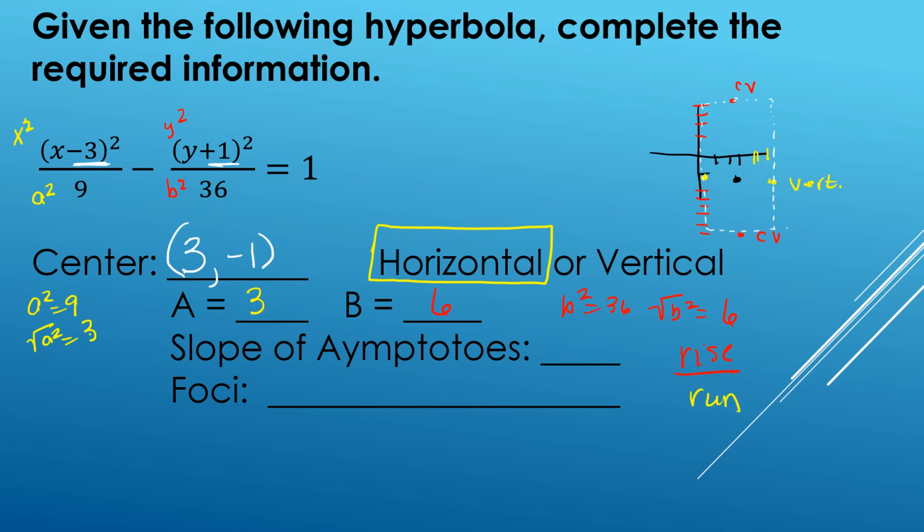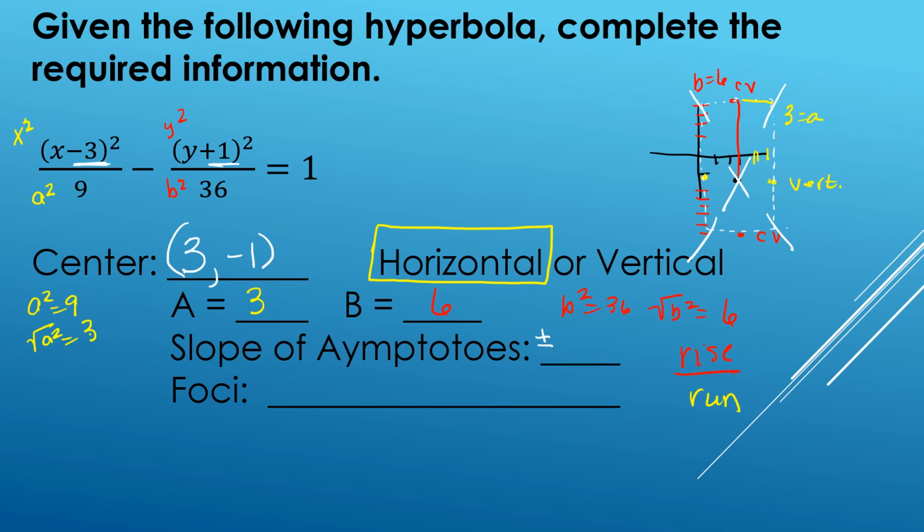So my rise in this case, from the center up to the co-vertex, that is my b value, which is 6. And then over to this next corner, which would match the same x value as a vertex, I traveled to the left or to the right 3, which is my a value. So the slope of my asymptotes in this case is positive and negative. Remember, our asymptotes are going to go diagonal in both directions through those corner points.